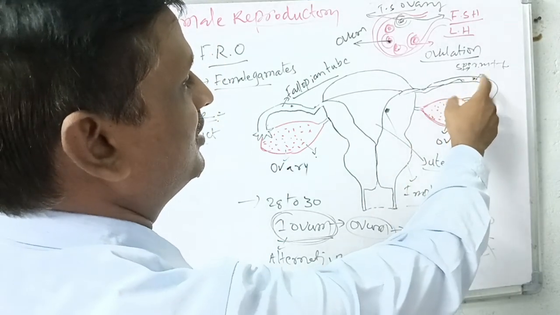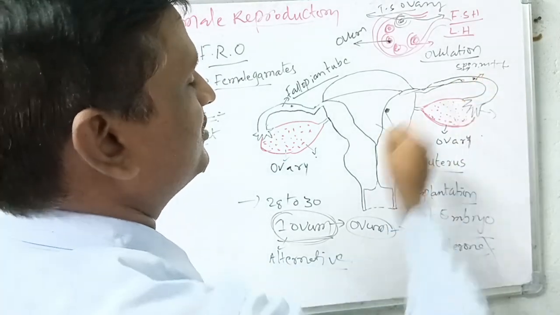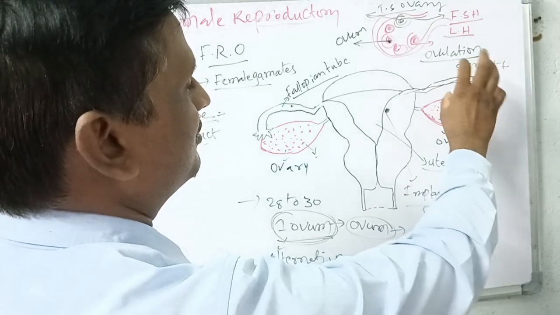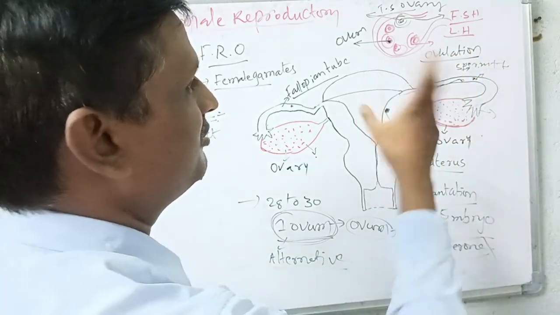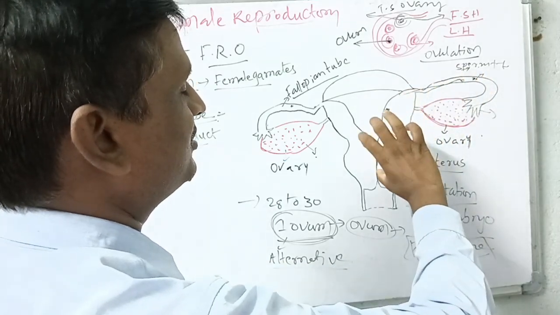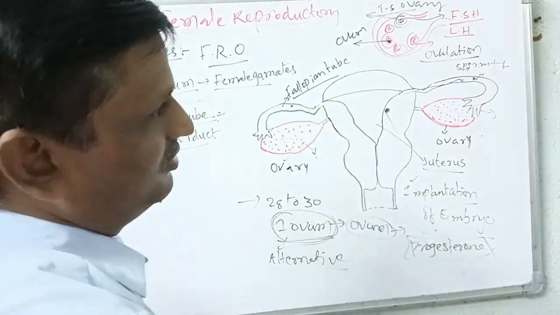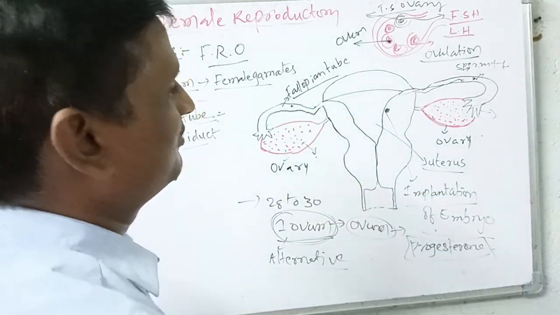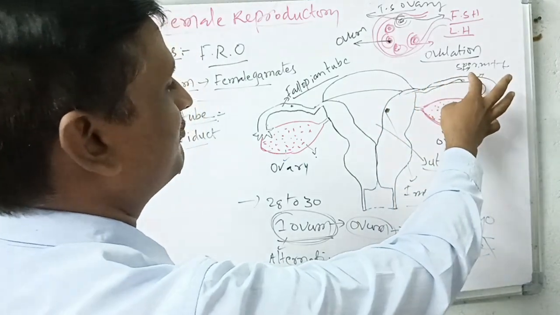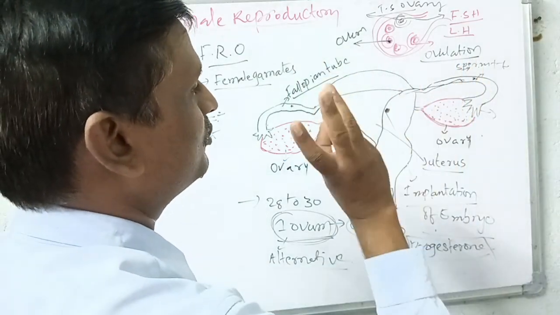Suppose the ovum does not fuse with the sperm, or no fertilization takes place in the fallopian tube. What happens? The ovum will remain in the fallopian tube for 24 hours. Then after 24 hours it will come into the uterus, disintegrate and degrade, and it is converted into waste and released out from the uterus. So when fertilization does not take place, the ovum will remain in the fallopian tube for only 24 hours.